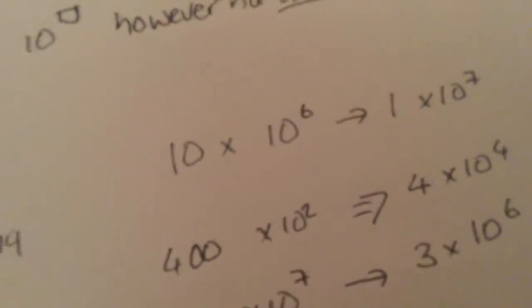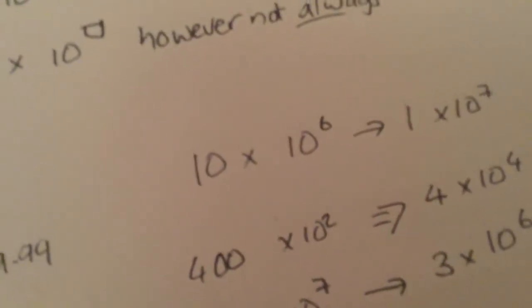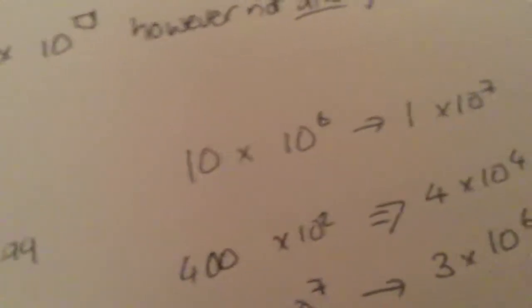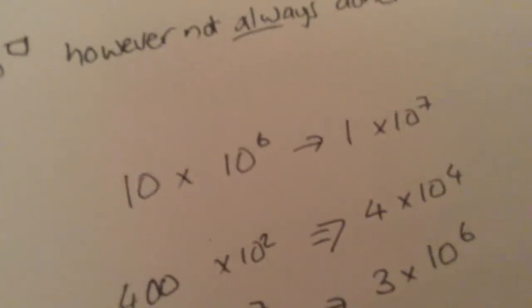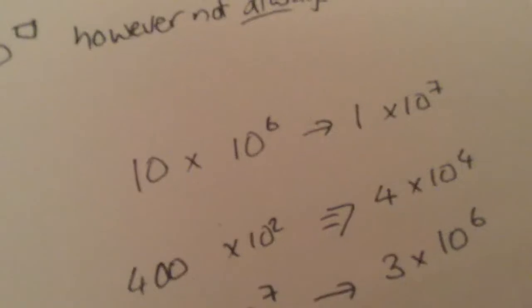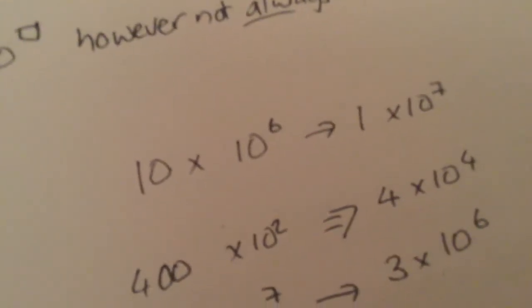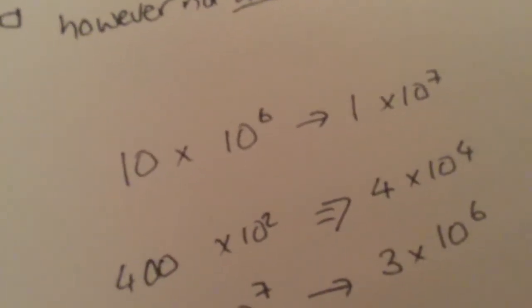So let's have a look here. We've got 10 times 10 to the power of 6. How do we deal with that? Divide through by 10, and you get 1 times 10 to the 7. And why is that 7? Because we've taken 10 and divided by 10. Where's that 10 being added to? We've got 10 to the 6, that now becomes 10 to the 7.